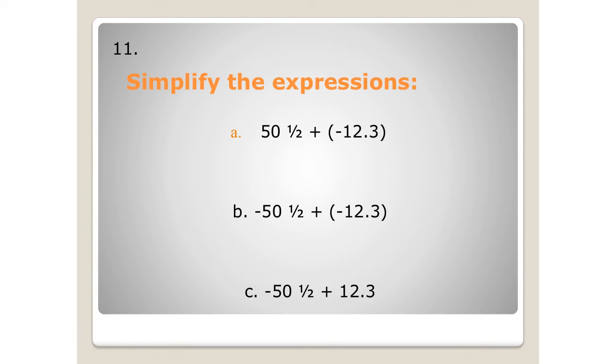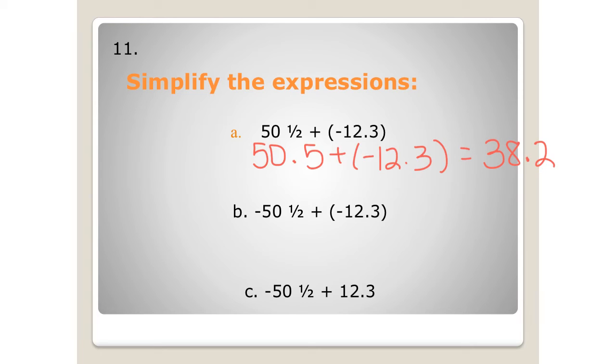Question 11. A, B, and C. If you notice, we have a fraction and a decimal. You need to get them into the same form. I'm going to go with decimal because I know that a half is 0.5. So instead of 50 and a half, I know that I have 50.5. And I'm going to add negative 12.3. And when I place that in my calculator, I will get 38.2.